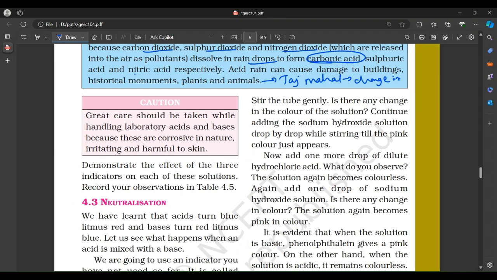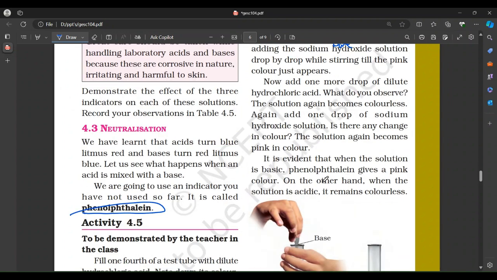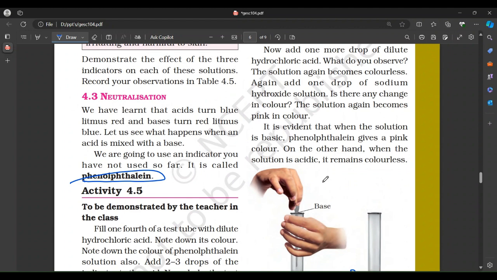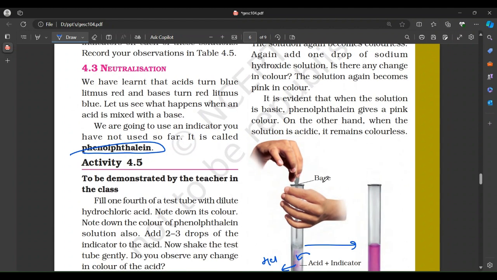Okay, continue adding sodium hydroxide, that is a base, solution drop by drop, while stirring, till the pink color just appears. So now add one more drop of dilute hydrochloric acid. What do you observe? The solution again becomes colorless. So again add one drop of sodium hydroxide solution. Is there any change in color? The solution again becomes pink in color.